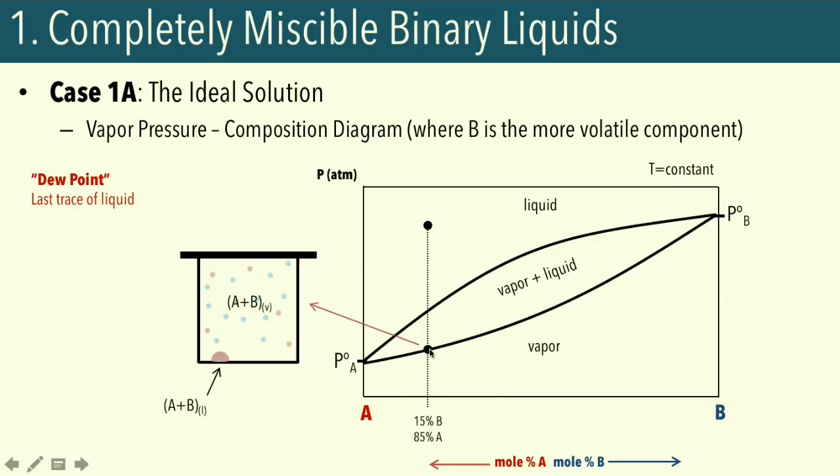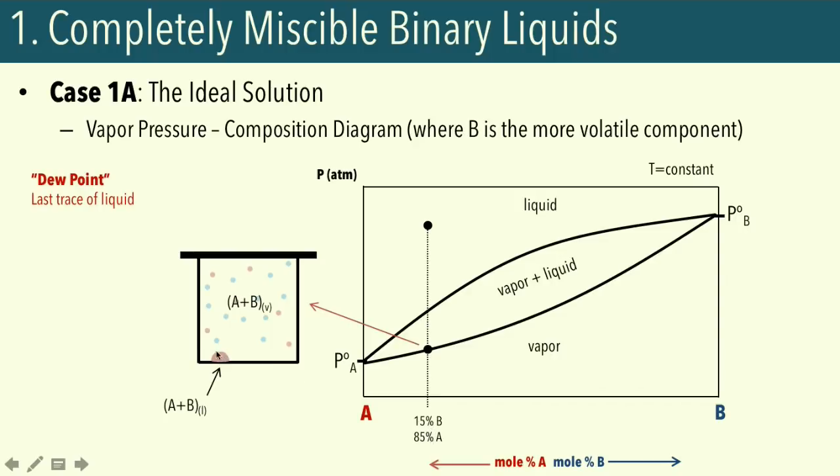Once we hit the vapor line, this is also known as the so-called dew point. Similar to the bubble point, the dew point represents when we have the last trace of liquid. So this tiny thing over here represents a dewdrop. Note that since we pretty much boiled off our entire mixture, the composition of the vapor is expected to be the composition of our overall system. So 15% B, 85% A.